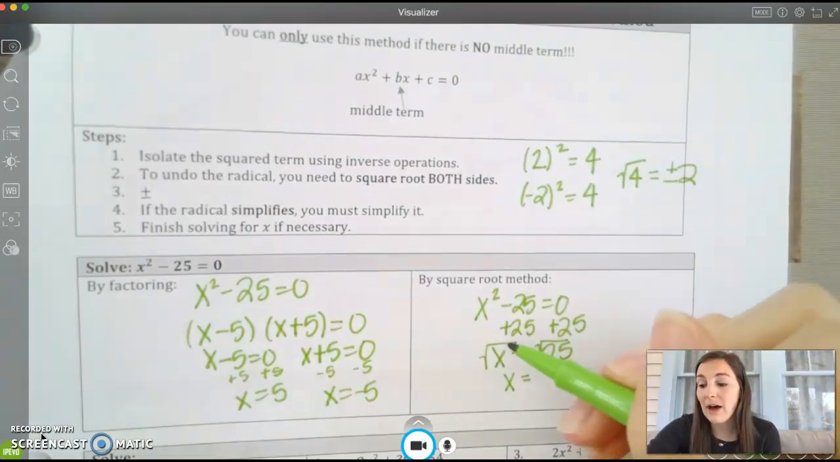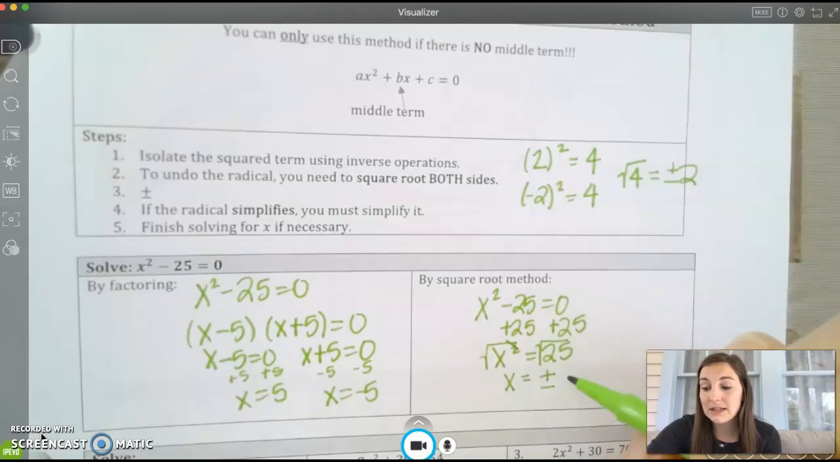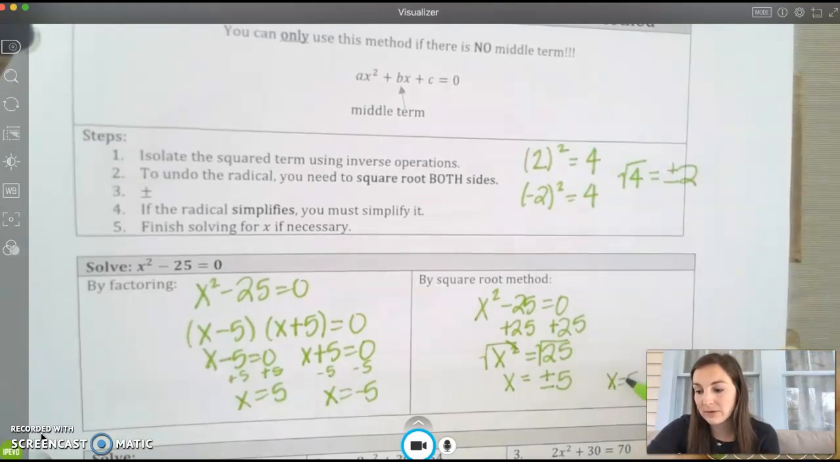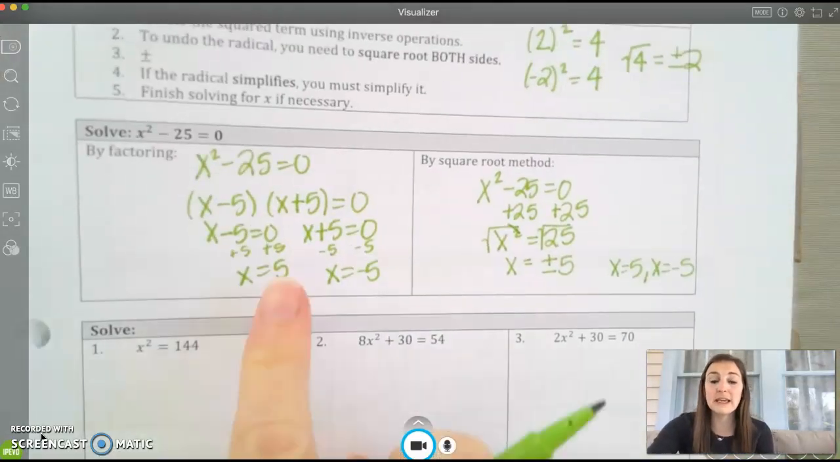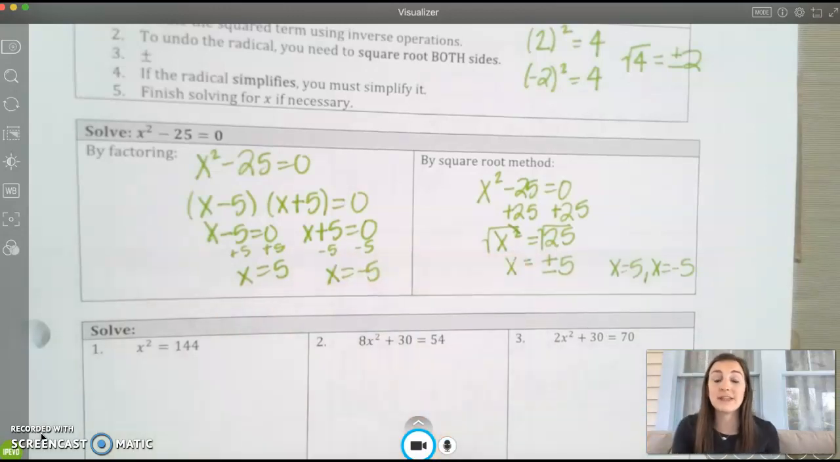So now that x squared turns into just x, and the square root of 25 is 5, but it's going to be plus or minus 5 because both a positive and a negative 5 squared give us 25. So my final answer, x equals 5 and x equals negative 5. As you can see, whether we use factoring or the square root method, it will give us x equals 5 and x equals negative 5.